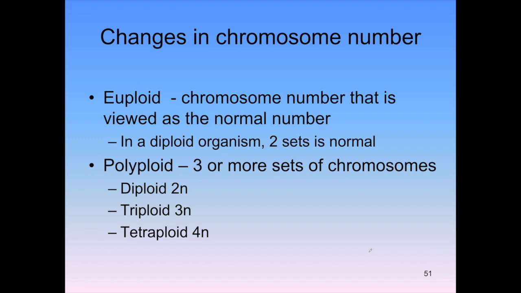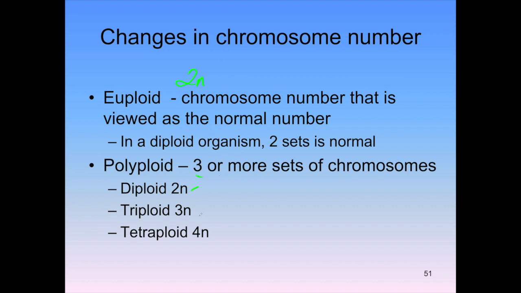We can also see changes in chromosome number. Euploid is a chromosome number that's viewed as normal. So for us, we are 2n, right? So we are 2 times whatever number of chromosomes we have, which is 23. So that's a total of 46. So we have pairs.